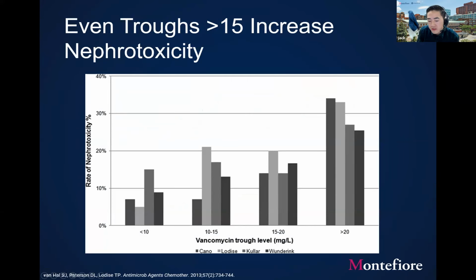The one thing with trough levels also is that even though we target 15 to 20, targeting a trough of greater than 15 actually drastically increases your rates of nephrotoxicity. This is 4 studies combined looking at Vanco nephrotoxicity, and you can see that with trough levels of 15 to 20, you're still putting patients at risk. Whereas if you're greater than 20, the risk of nephrotoxicity is almost 30%.